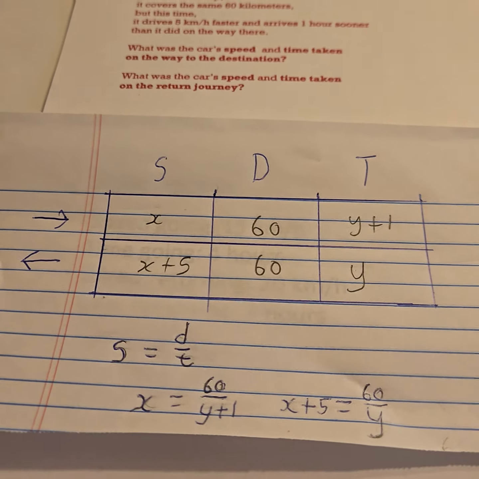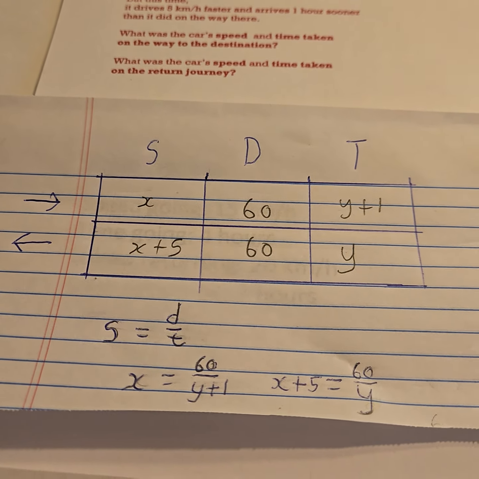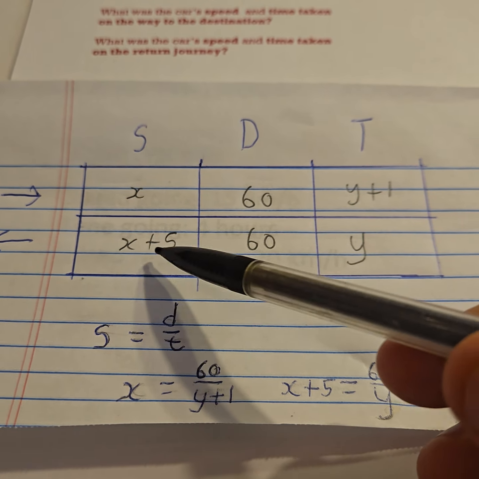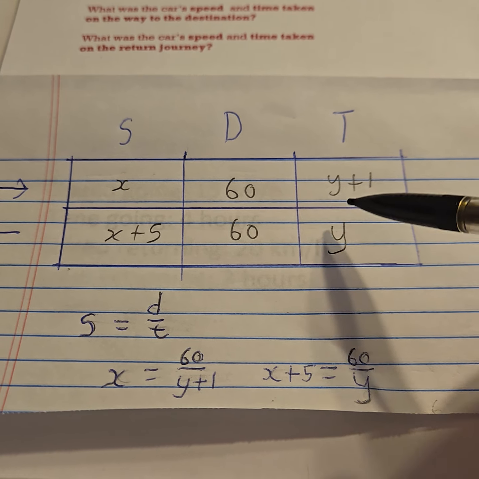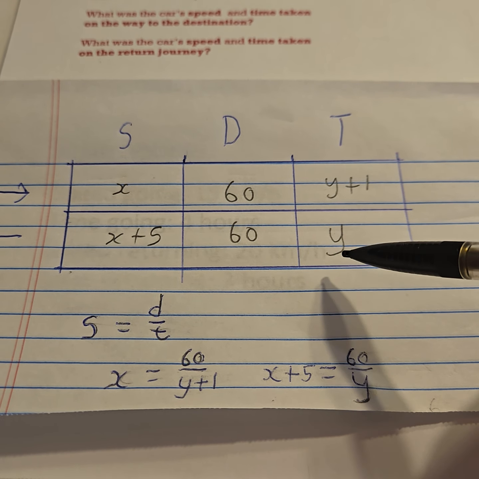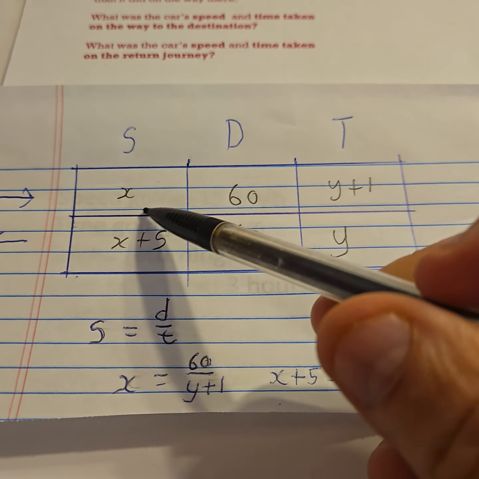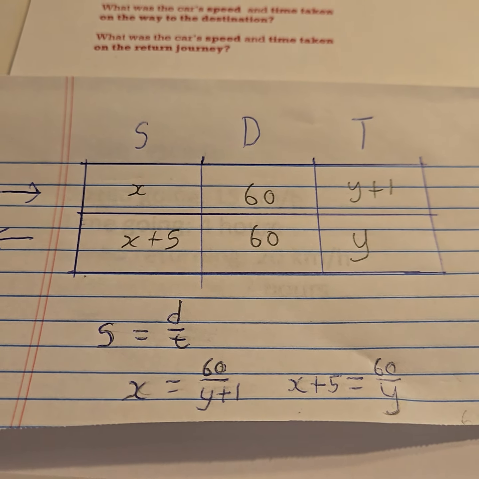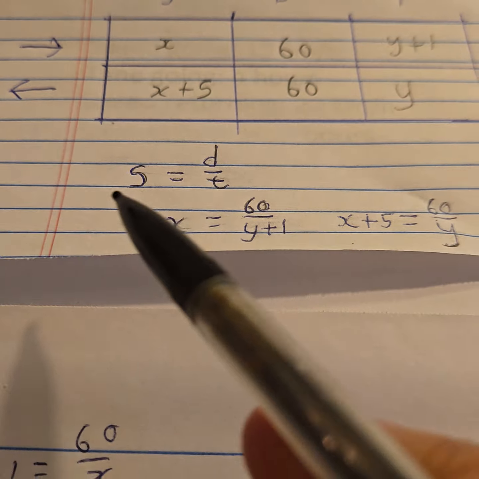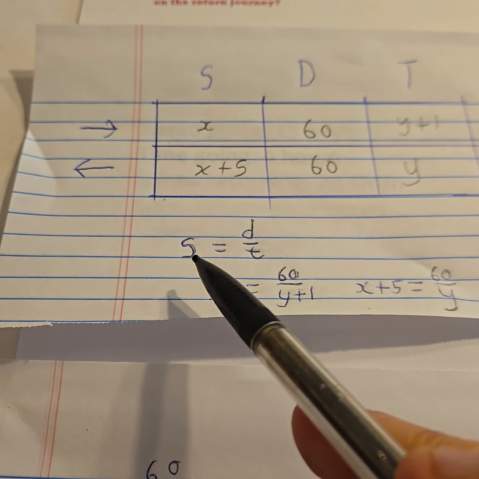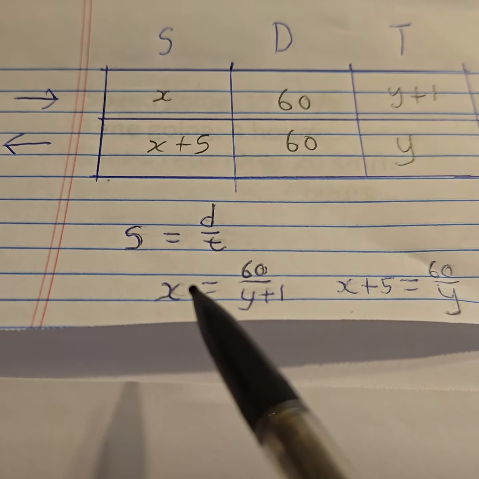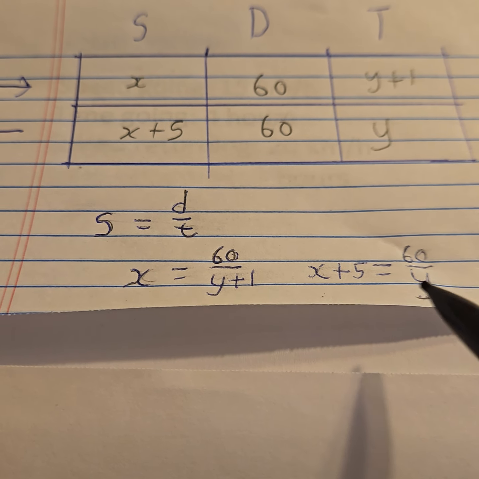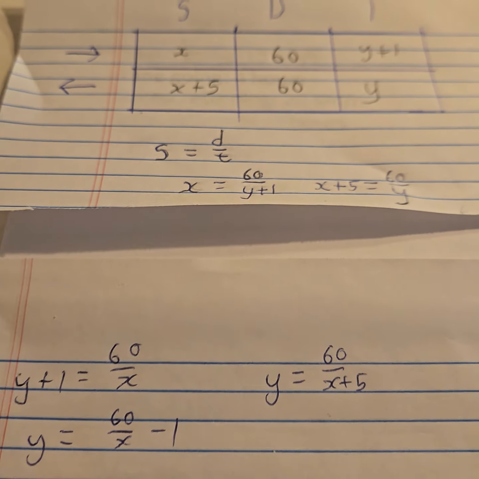As you remember, we have a car that goes 60 kilometers each direction. Coming back, he went 5 kilometers faster, and therefore his time is 1 hour less. We let x be the speed going there, and we let y plus 1 be his time going there. As we did in part 1, speed is distance over time. Therefore, x is 60 over y plus 1, and x plus 5 equals 60 over y. That's what I did in part 1.